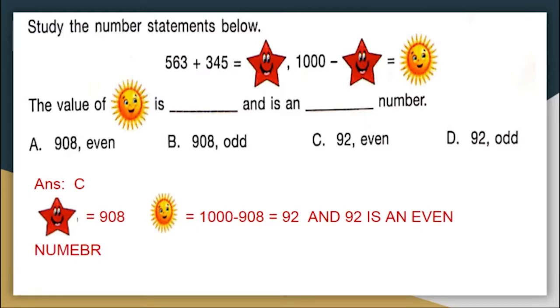Study the number statements below. 563 plus 345 is equal to star. 1000 minus star is equal to sun. The value of sun is dash and is a dash number. So how will you solve this question?